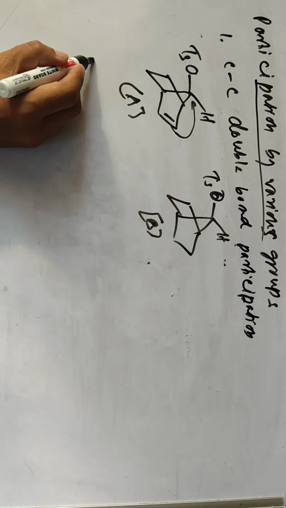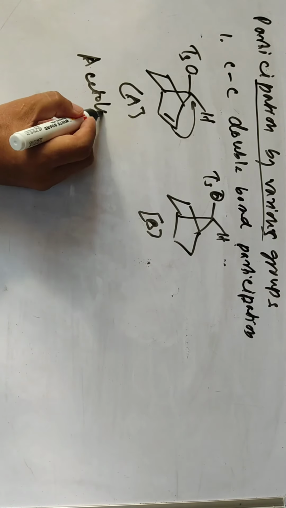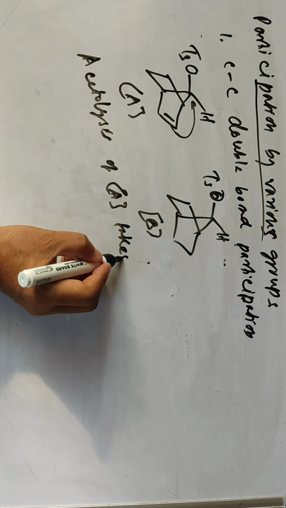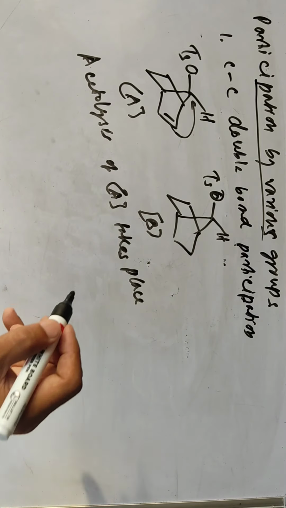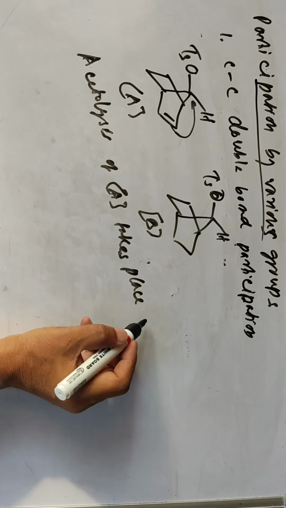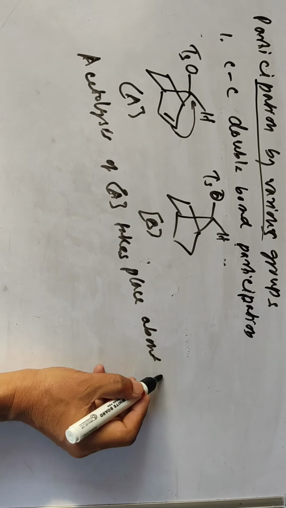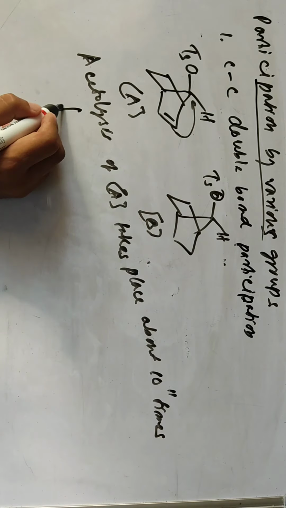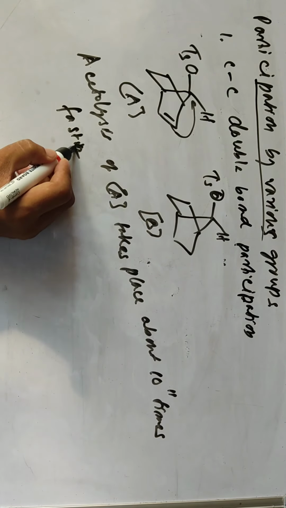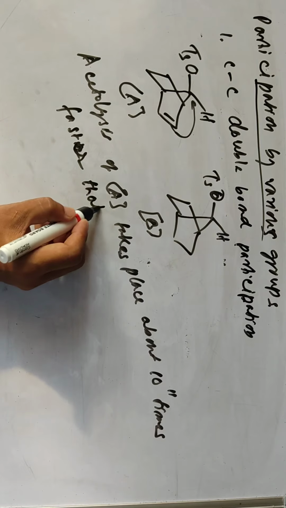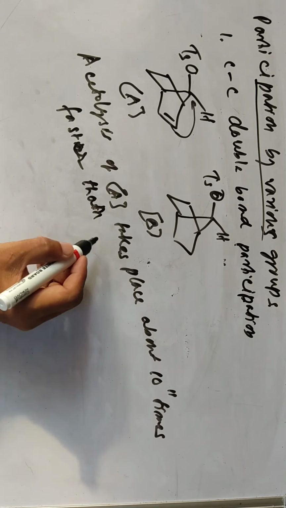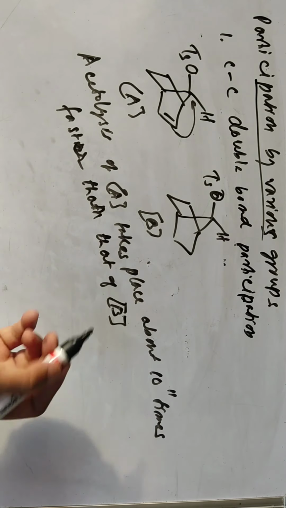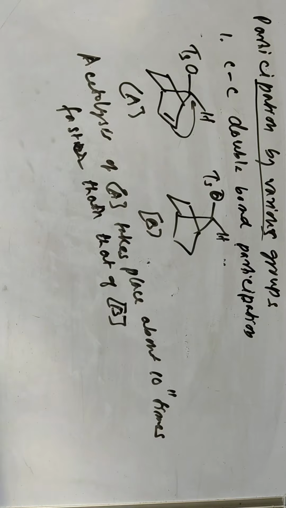So I can write down that solvolysis of A takes place much faster than solvolysis of B, about 10 to the 11 times, very fast. This shows that participation of the C=C double bond takes place.